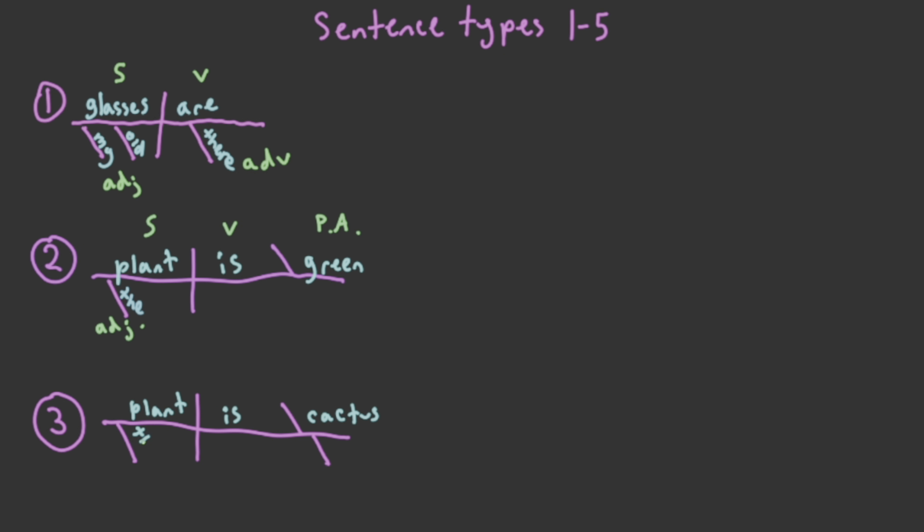Like I said, the diagrams look exactly the same. We put plant in the subject line, modified by the adjective the. We make our vertical line. We write our be verb is, and then we do the exact same slanted line to divide our verb and predicate noun. In this case, the predicate noun is also modified by the adjective a.